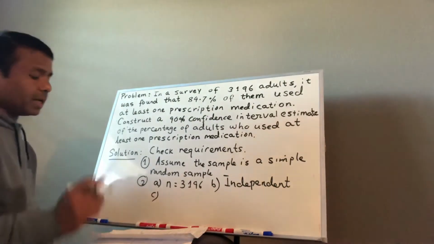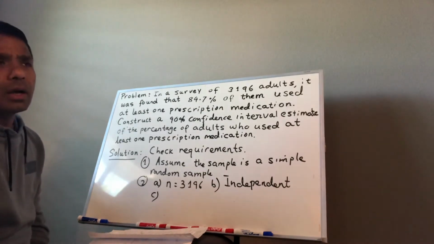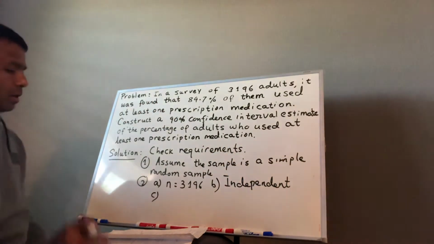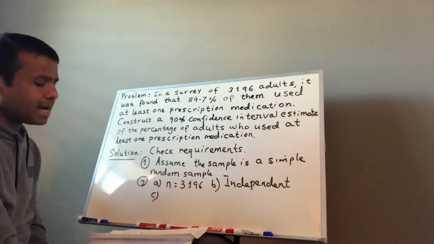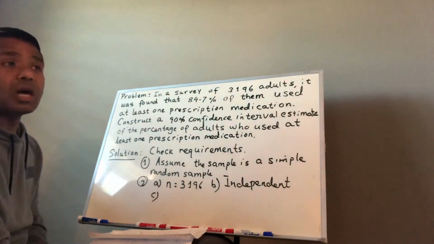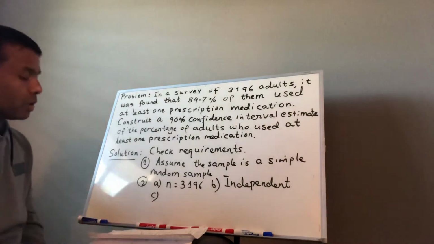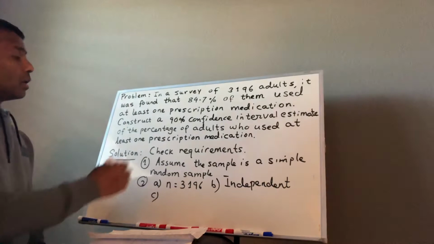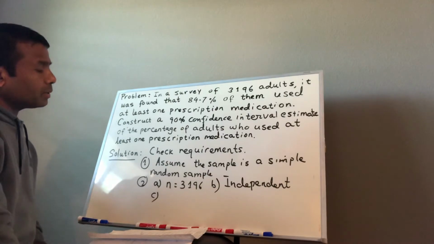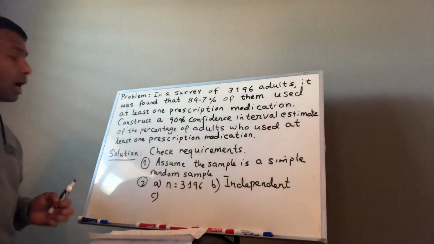And for part C, there are two categories of outcomes. If you look at this problem, you can find that the subject used at least one prescription medication or does not use prescription medication at all. Okay, so there are two outcomes. So now you see the requirement test has been passed by this problem.